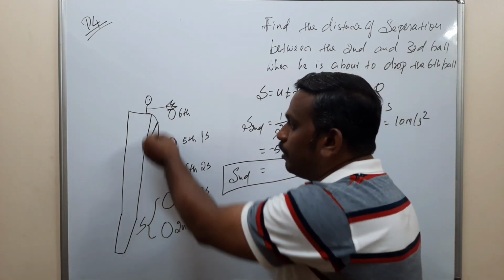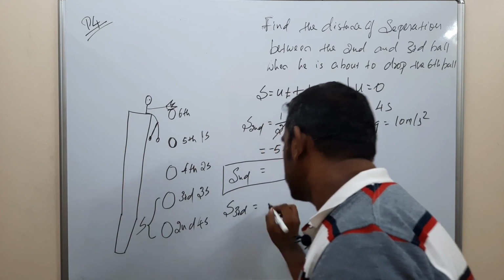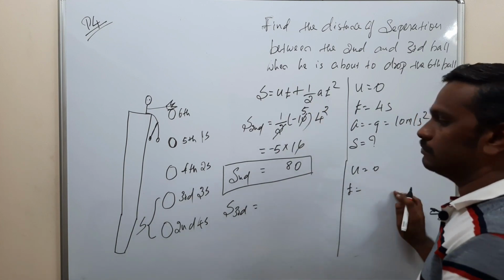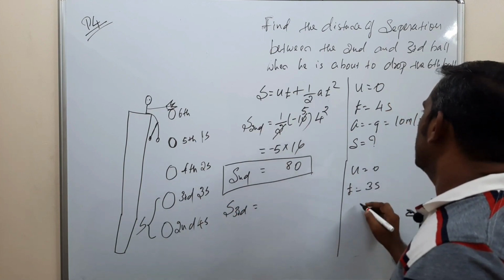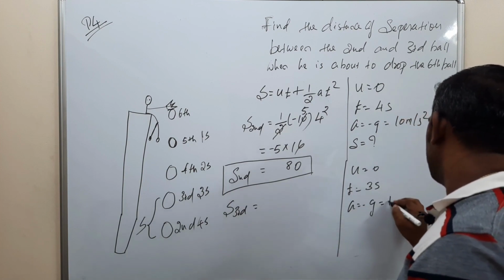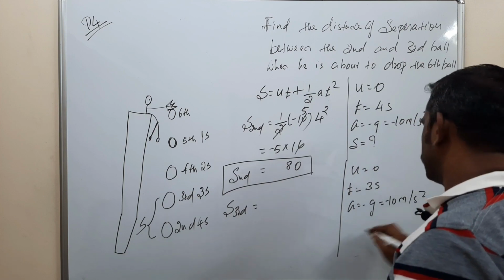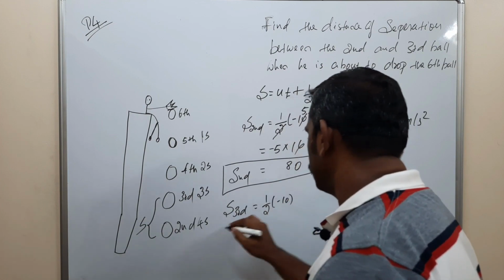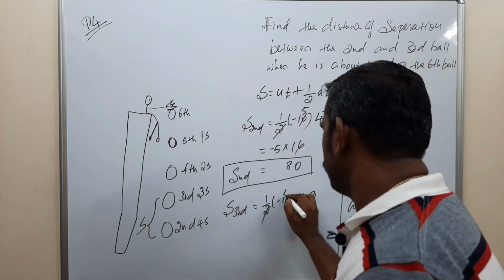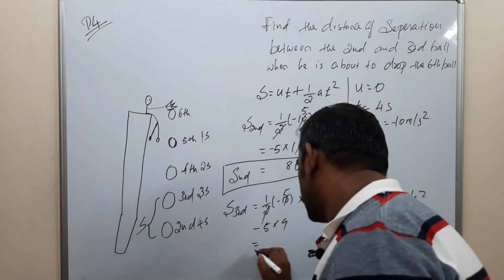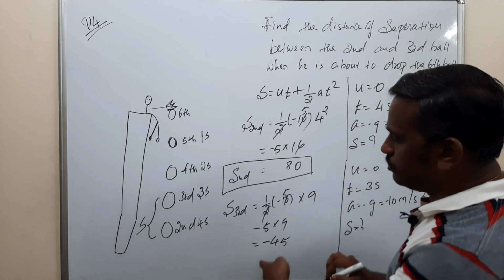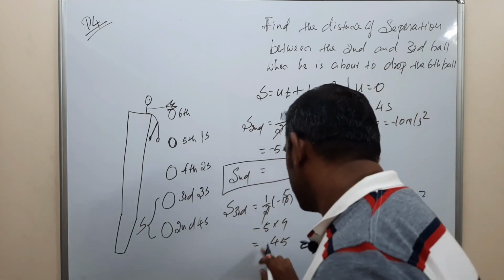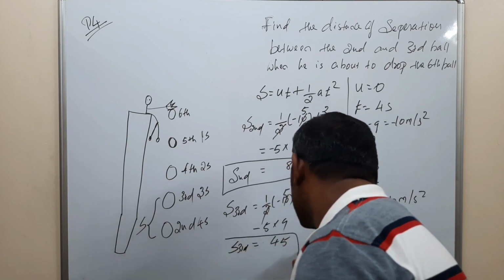So the distance of the third ball from his hand. s third is equal to, same equation, ut plus half a t square. So u is equal to 0, t is equal to 3 seconds, a is equal to minus g, that is minus 10 meter per second square. So s we have to find. s third is equal to, substituting the values, half into minus 10 into 3 square, that is 9. So minus 5 into 9, that's equal to minus 45. So here also the displacement is minus 45, and we take only the distance. So s third is equal to 45.